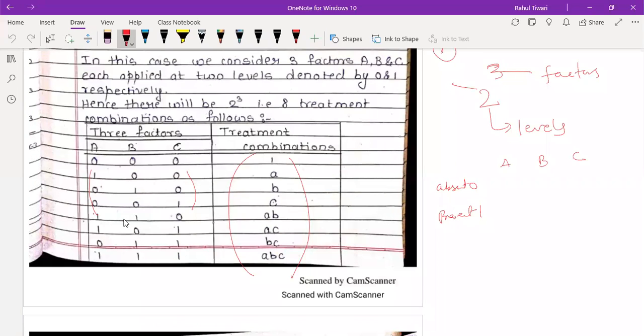Go to the chat box and write down if you have any questions regarding this. 3 factors means how to get this combination. If there is no doubt, write down small n. Write down small n if you have no doubt. Yes, I'm waiting for that. No doubt, everyone. Yes, everyone. We have a total of 30 students. Everyone understood. Okay, very nice, very nice.